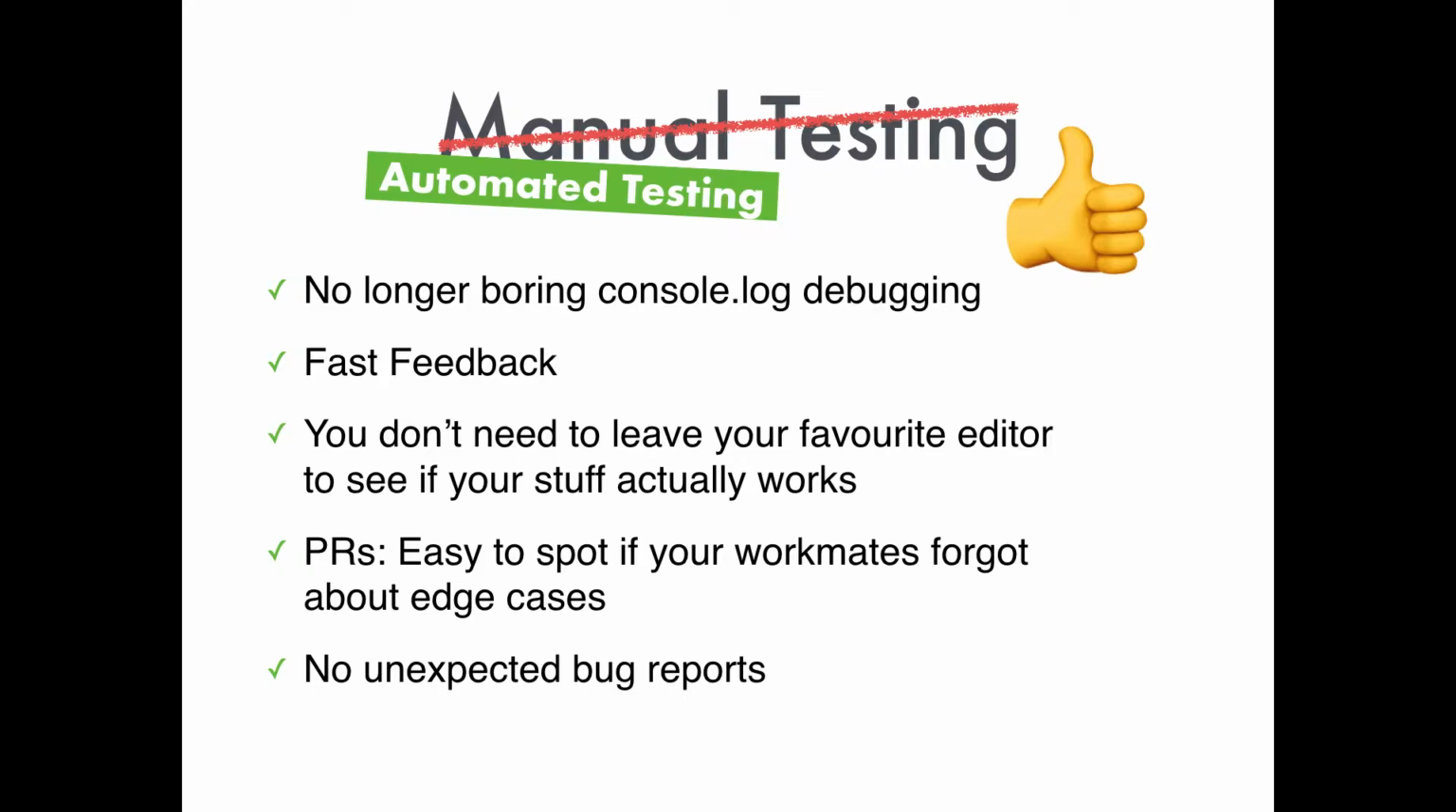And also, if your working process is related to pull requests, it's quite easy to spot if your colleagues just forgot about certain edge cases. You just need to read the test description, and you get quite a nice view of what the software should actually do and what is expected of it. And you get no unexpected bug reports, because if there is no test, then it's an expected bug report, right? Cool. So that said, we now have a shared understanding of why writing tests is quite important.